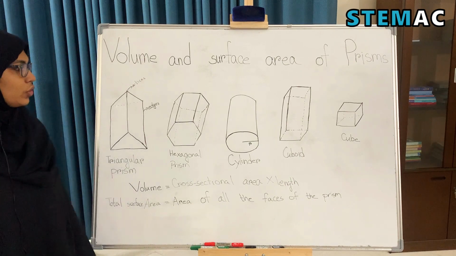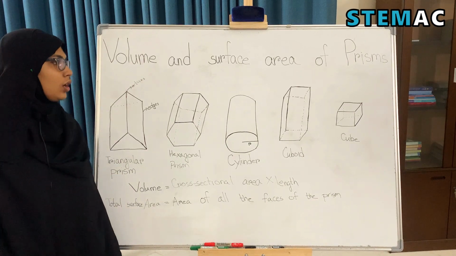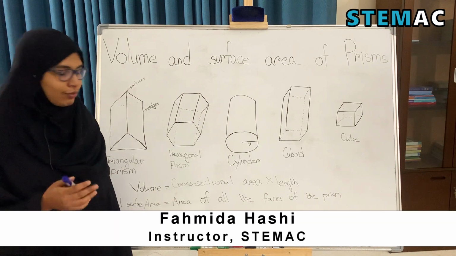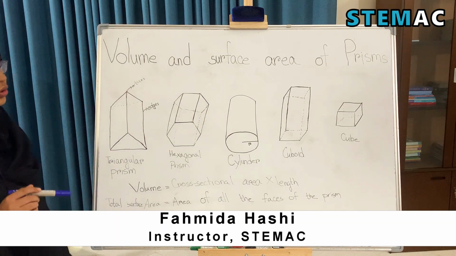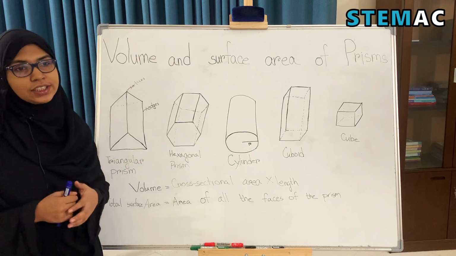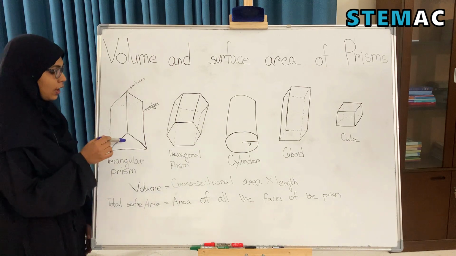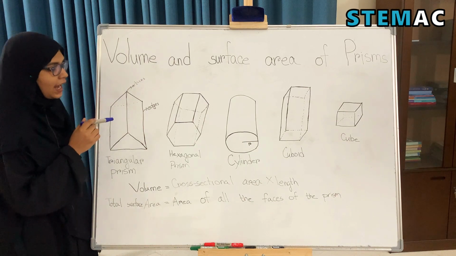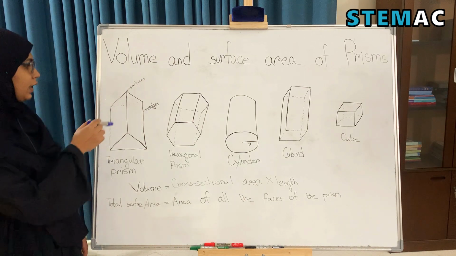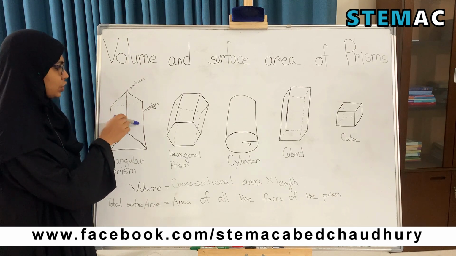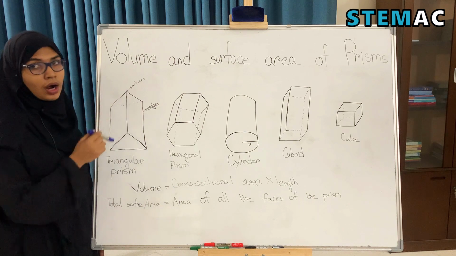Today we are going to learn about prisms, their total surface area and their volume. A prism can be defined as a three-dimensional shape with identical faces at both ends, and the area of cross section is the same throughout its length.